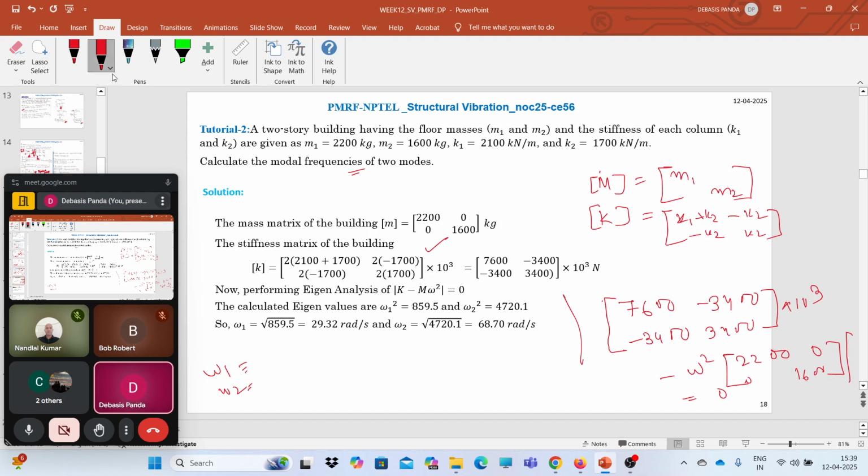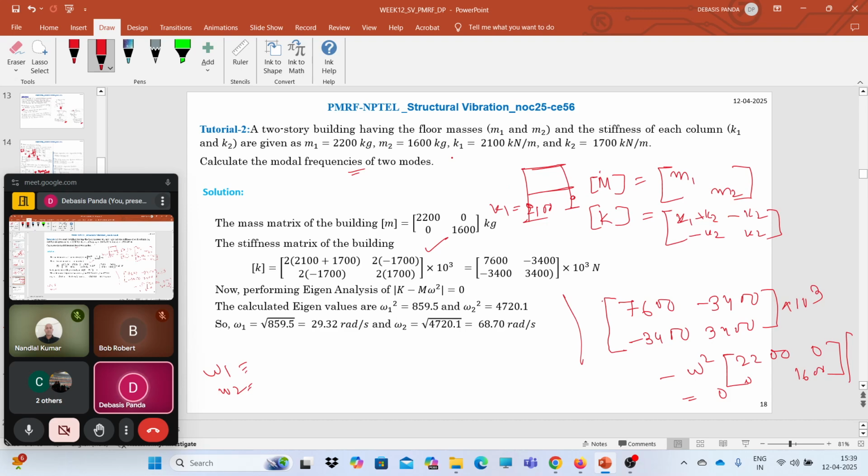Because, no, you need to multiply it with 2. Here for this system, for each column, the K1 is given for each column: 2100. So we have two columns here. So the question should be formulated like this.